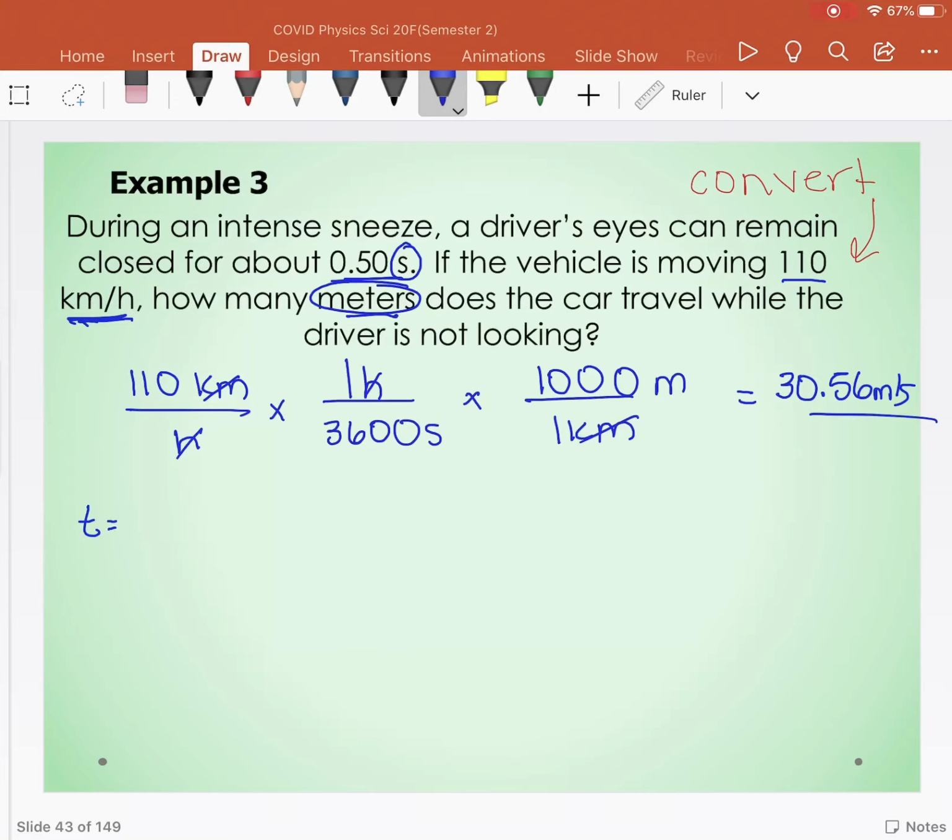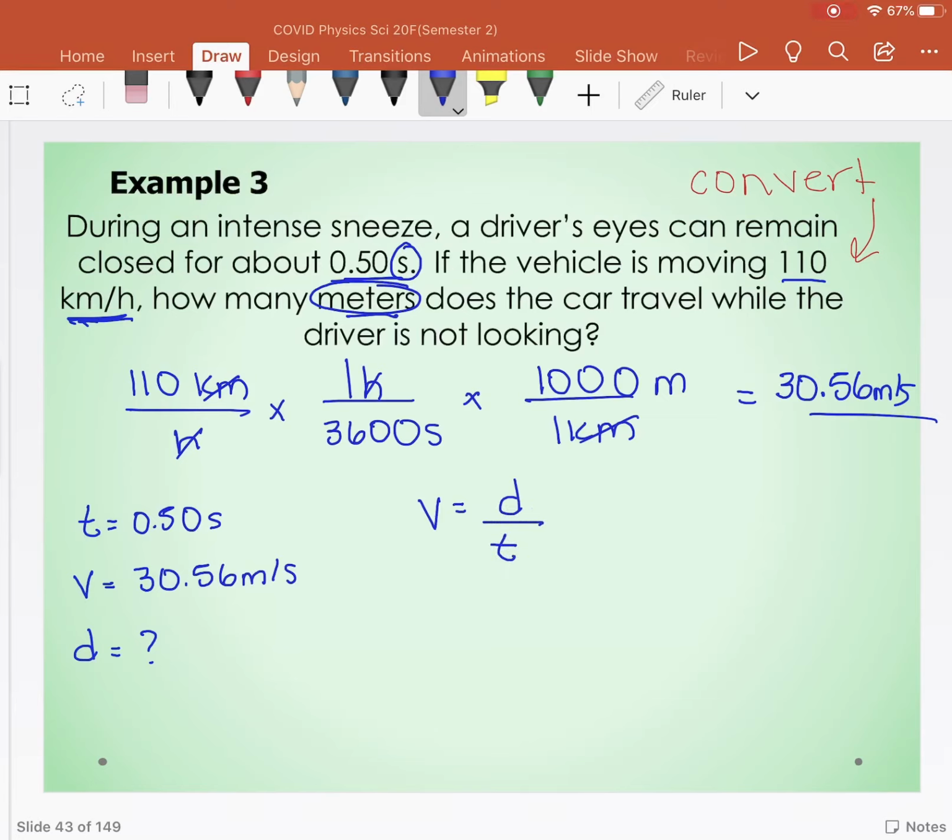So we know that the time we're dealing with is 0.5 seconds. The speed we're dealing with is 30.56 meters per second, as we just calculated. And I'm looking for meters, which is distance. Okay, so this is a little bit different here. We're now working into manipulating the formula. So I still am starting with the same formula.